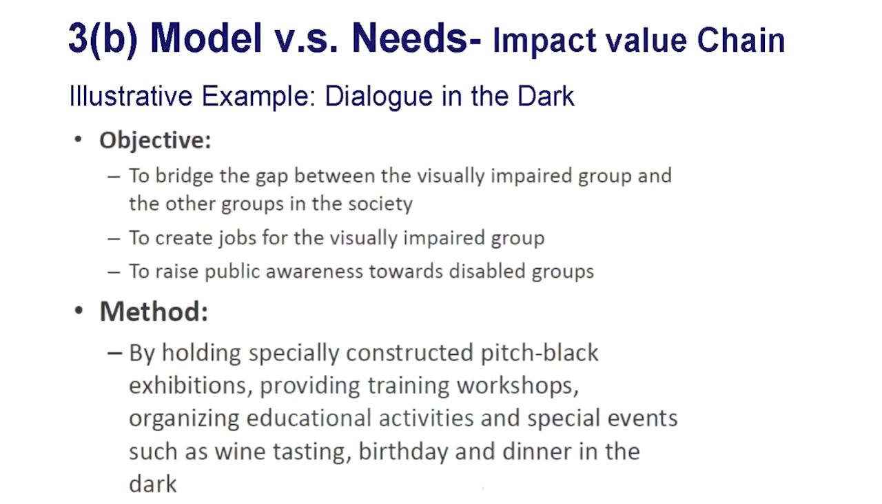So pay attention to how you actually come to this conclusion. And if it's an assumption, it has to be logical, okay? So pay attention to that. So this is Dialogue in the Dark. The objective, as I said, is to bridge the gap between the visually impaired and the other groups in the society, create jobs for visually impaired people, and raise public awareness towards this disabled group so they understand what it is like being in the dark, right?